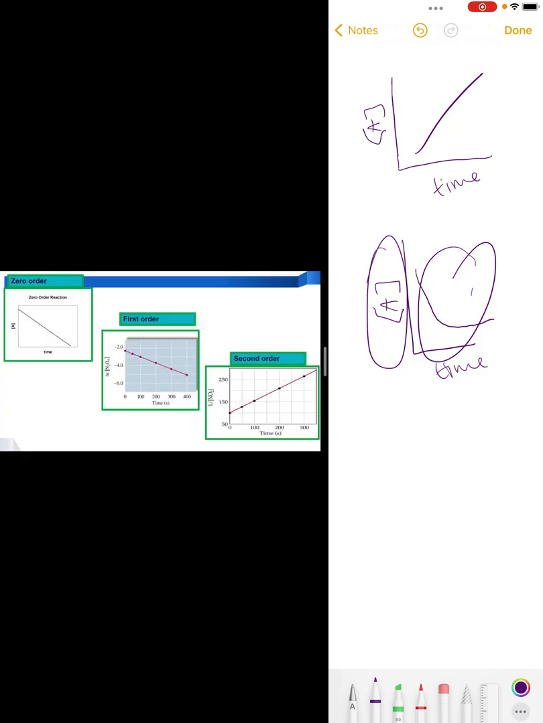Here's an example of that. In these three examples, they're all straight lines. The only difference is how the y-axis is labeled. So I have concentration, natural log of concentration, and then 1 over the concentration.